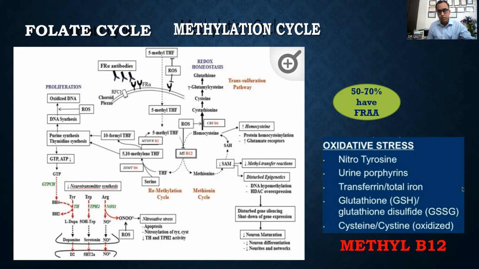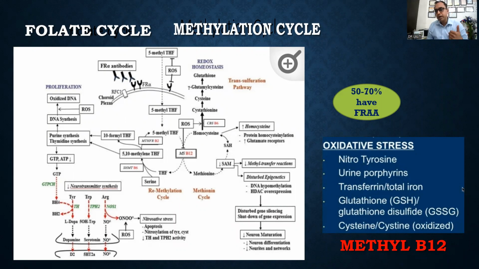Now this 5-methyl THF is an active form of folate, and it should cross the blood-brain barrier and reach the brain in order to get adequate levels of folate in the brain. So when there are folate receptor antibodies present at the blood-brain barrier, as shown in this diagram, this 5-methyl THF cannot cross it. As a result, there is a deficiency of folate, which is an active form. Actually, it is 5-methyl THF deficiency in the brain. So it is known as cerebral folate deficiency.